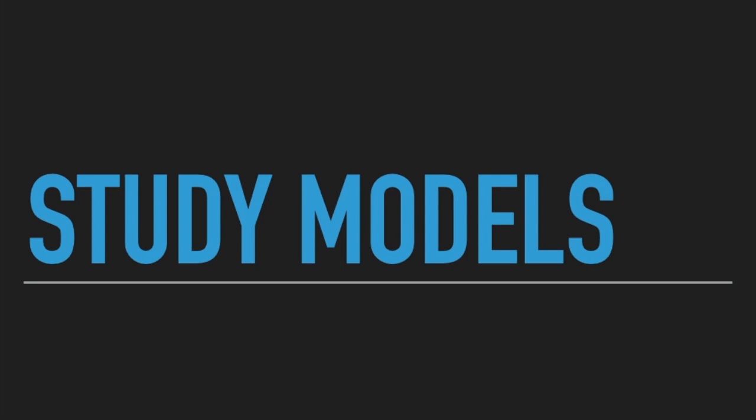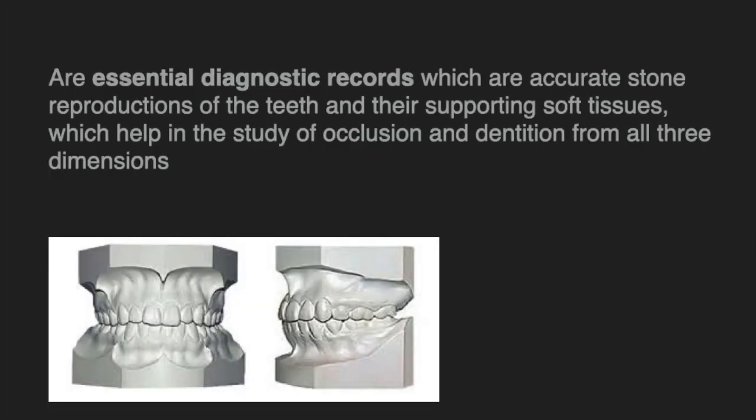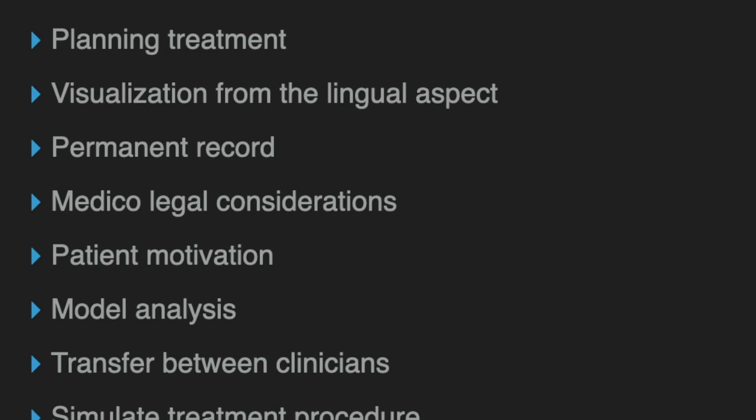What are study models? Study models are essential diagnostic records which are accurate stone reproductions of teeth and their supporting soft tissues, which help in the study of occlusion and dentition from all three dimensions. Why do we make these study models?